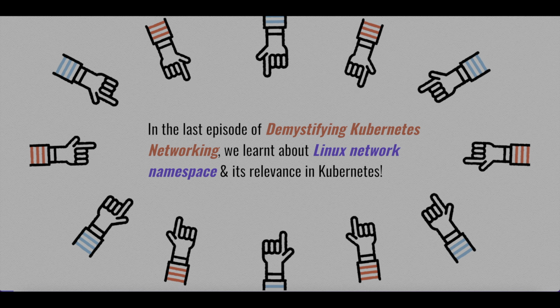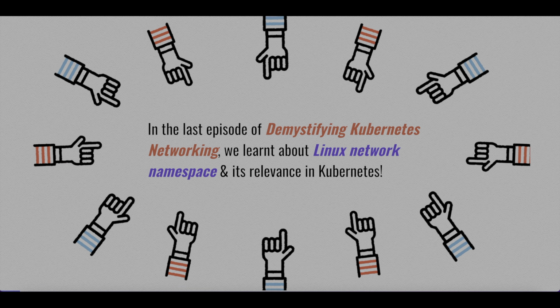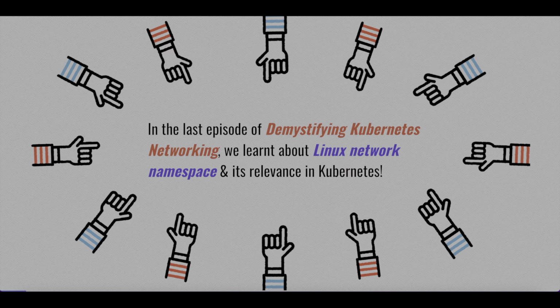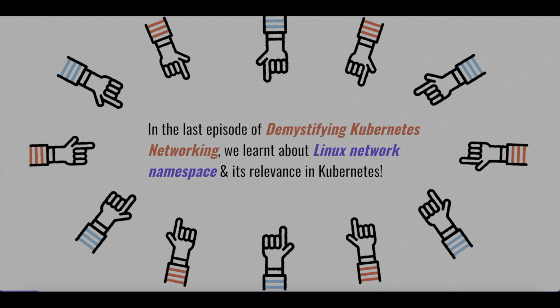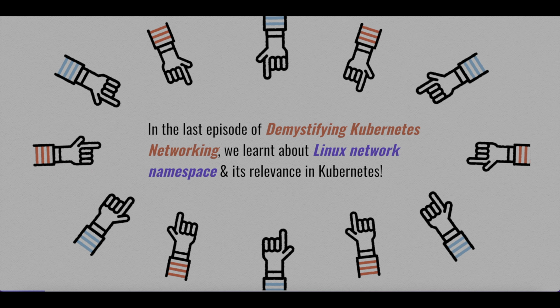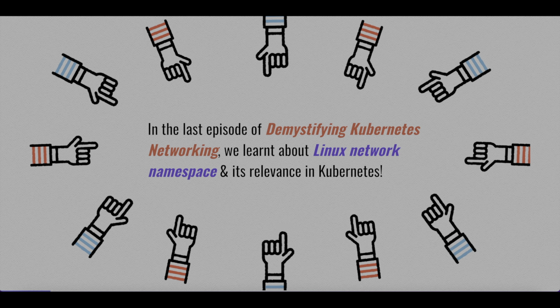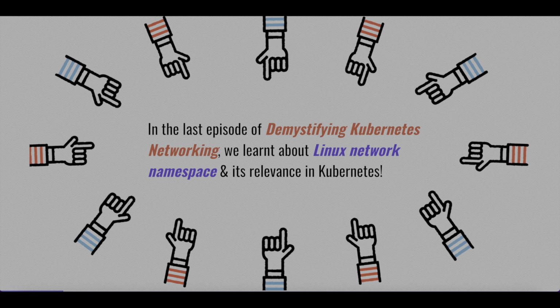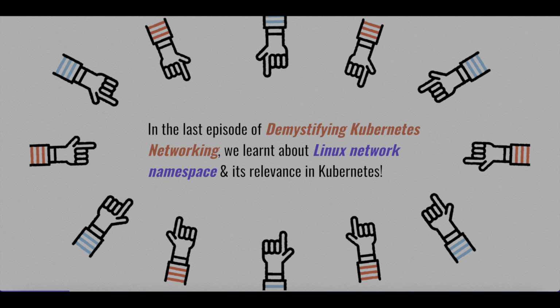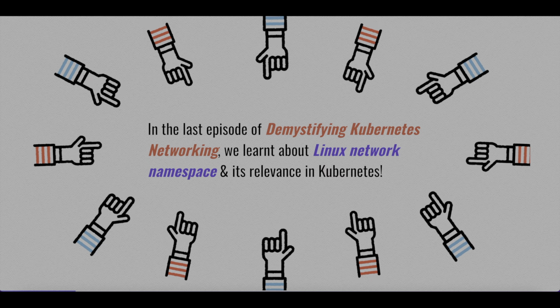In the last episode of Demystifying Kubernetes Networking, we learned about Linux network namespace and its relevance in Kubernetes. It's the Linux network namespace that gives Kubernetes pods the needed network isolation and at the same time enables the containers inside a pod to be able to talk with each other.